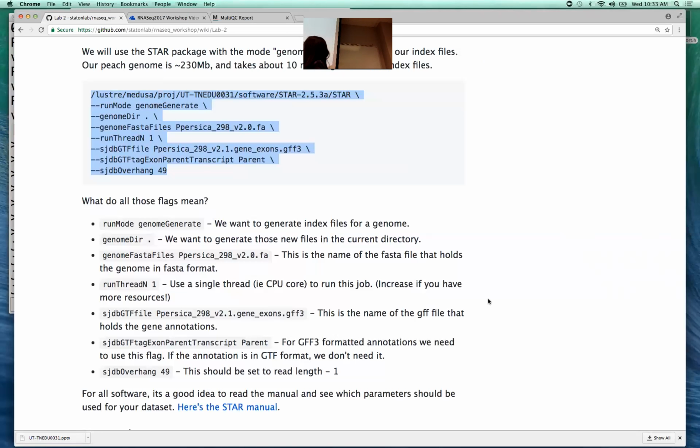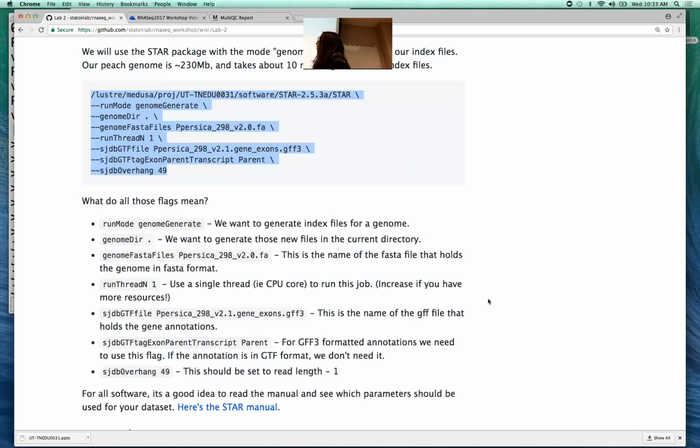Its default is transcript ID, but in our GFF file, it's parent. So we are changing the parameter from transcript ID to parent. That's what's in the GFF3, but not in the GTF. And the last one is we are specifying our read length. So this one, we put 94 because our read is 50, and this should be read length minus 1. So we put 94, sorry, 49.